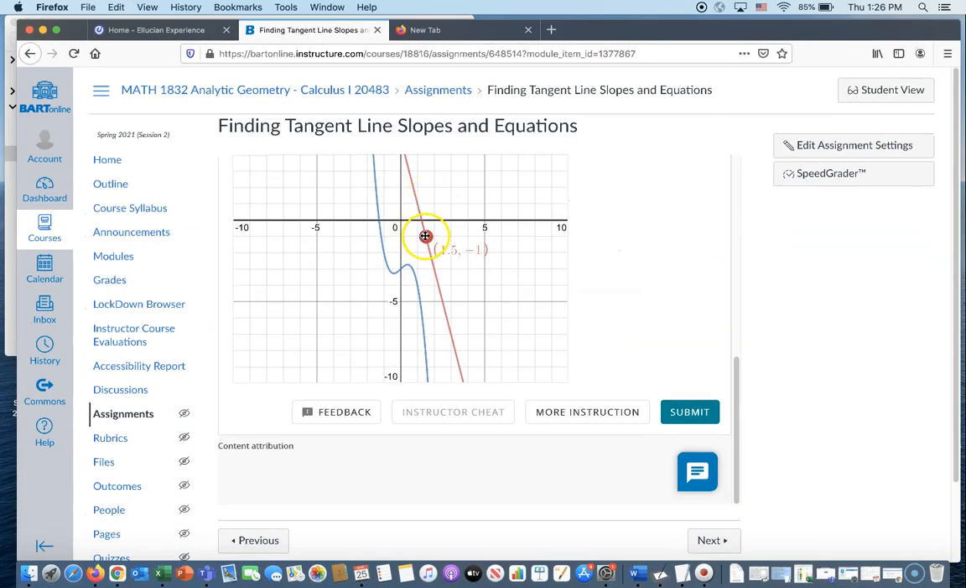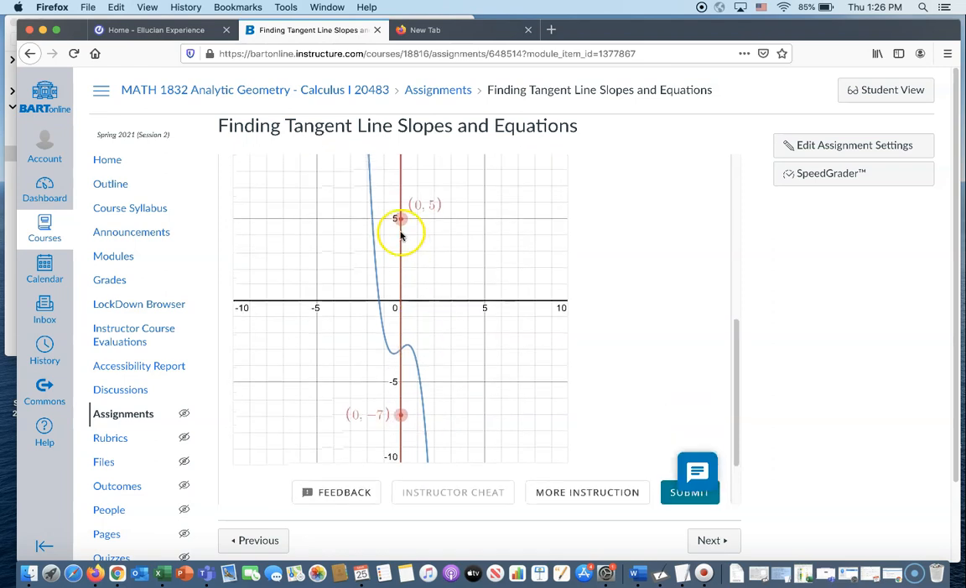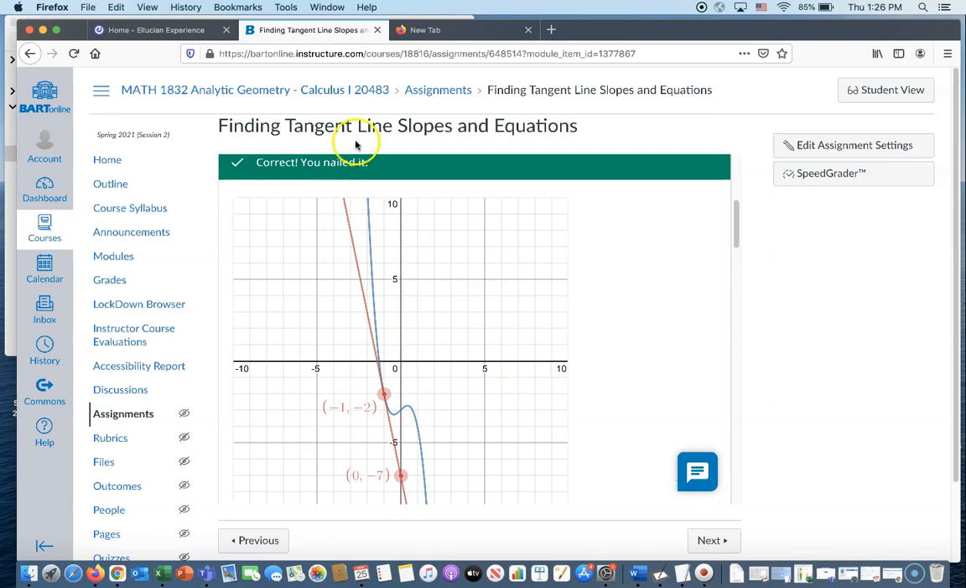So we'll take our y-intercept and we'll go down here to -7. We'll take this other point, and remember we can go down 5 and right 1, or we can go up 5 and right 1. Okay, so notice you're at this point here. This is the line that is tangent to the blue curve at that point, (-1, -2). We'll submit, and hey, correct, we nailed it.